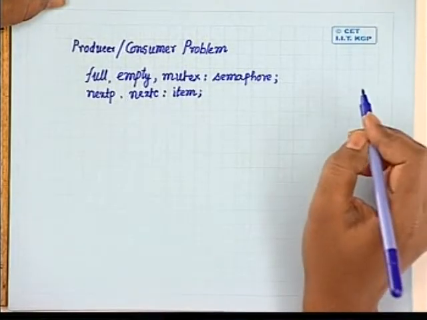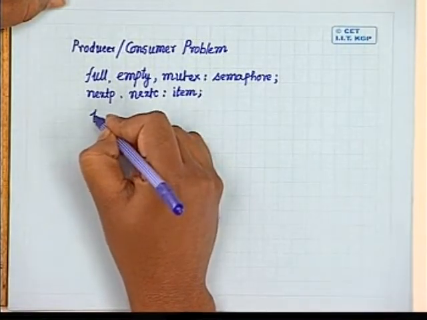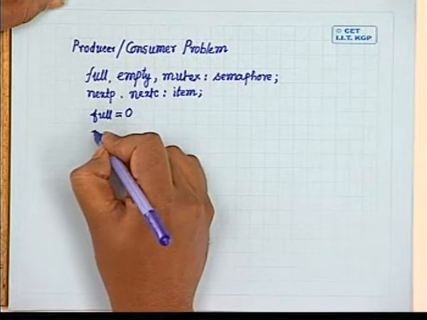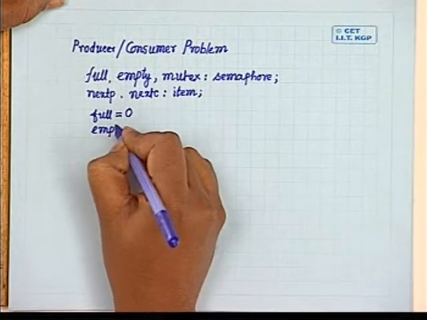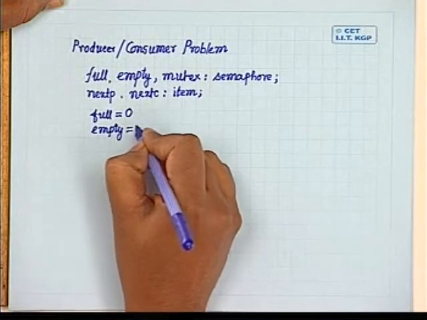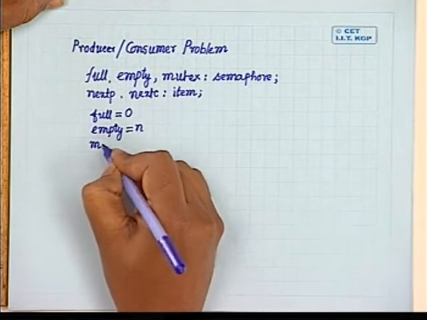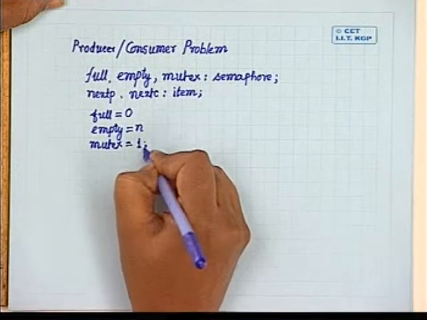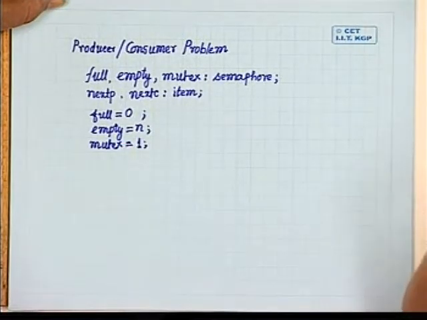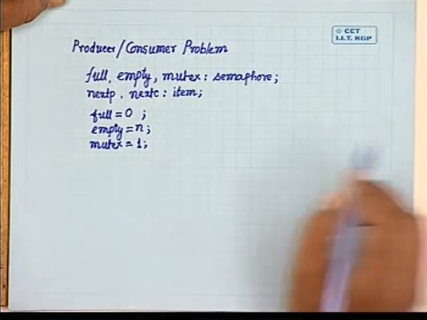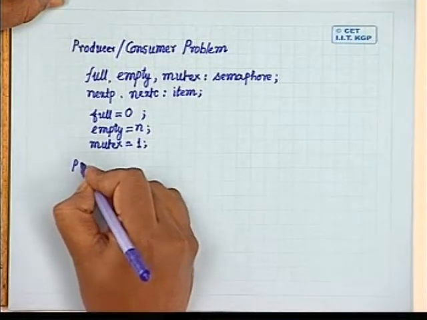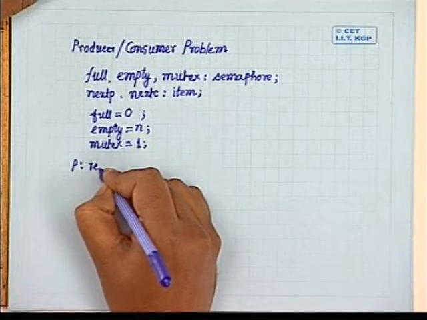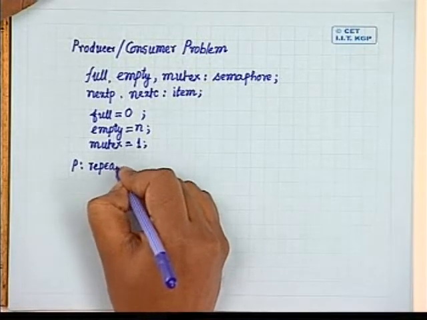Okay. Then we assume that the semaphore variable full is initialized to value 0, empty is initialized to n, and mutex is initialized to value 1. So this is the initialization of all these semaphore variables. Then the producer process can be written like this. I put it under repeat until false.